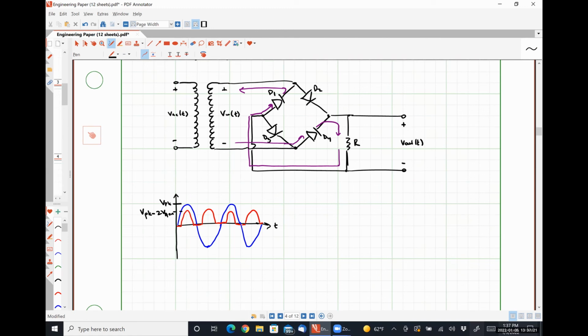So when Vn is negative, that means the positive polarity is on bottom effectively now. The negative polarity is on top. So that's why D4 is conducting. The current is going to flow in the same direction through our resistor R. So it's going to give us a voltage of the same polarity. That current is going to flow down through the bottom.